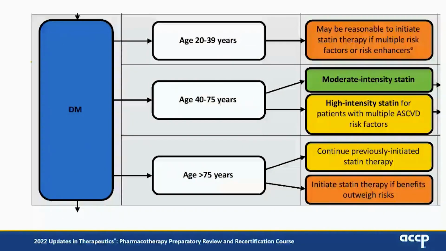Here you're going to want to ask, how old is my patient? If your patient falls between 40 and 75 years of age, they qualify for a moderate intensity statin, and then a high intensity statin is reasonable in patients who have multiple ASCVD risk factors. For younger patients, it's really a benefit-risk discussion, so they may be candidates for statin therapy after you talk about that with your patient. And then for our older adults, if they're already on a statin, just continue it. But if they've not been started on a statin yet, this is again going to be a benefit-risk discussion.